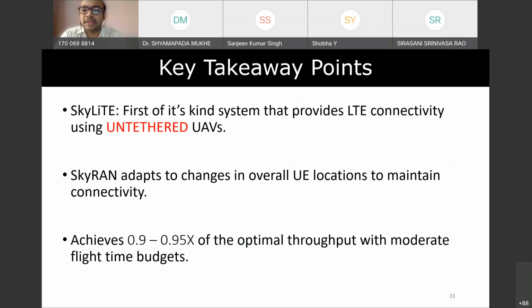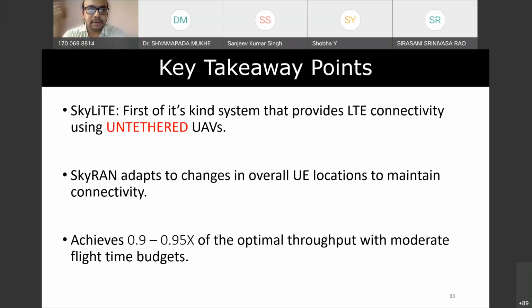So even if the UEs change their location, it will automatically trigger the drone to update its location, and it can achieve 90 to 95% of the optimal throughput with moderate flight time budgets. So we don't have to fly the drone for a huge amount of time. Within a decent amount of time, we can get 90 to 95% of the optimal throughput. Of course, there are downsides to it. It depends on the terrain complexity.